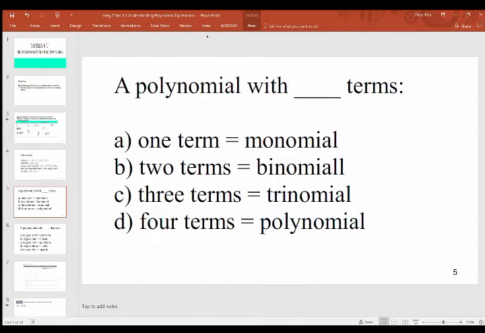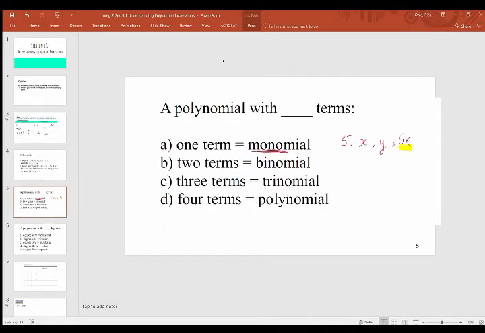So if a polynomial has one term, it's called a monomial. Remember, mono means one. Mono, one. So for example, 5, x, y, 5x. These are all examples of monomials.